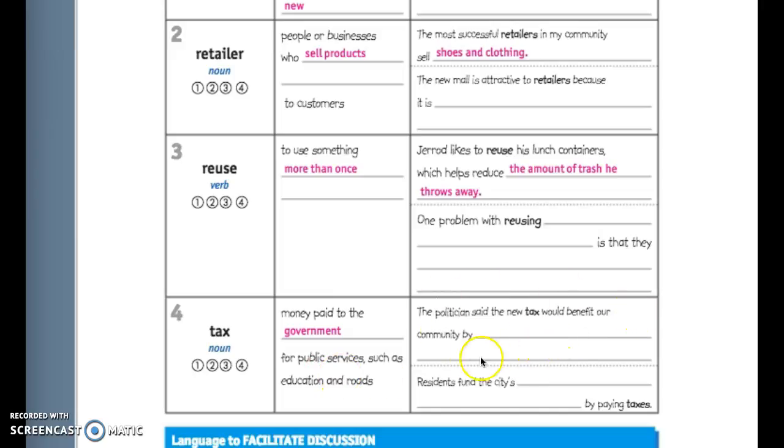So let's come over to this first sentence. It says, the politician said the new tax would benefit our community by providing schools with more money. And that's always a good thing. New taxes give more money to schools so you guys can have Chromebooks and things like that.